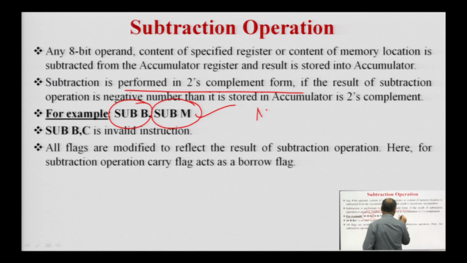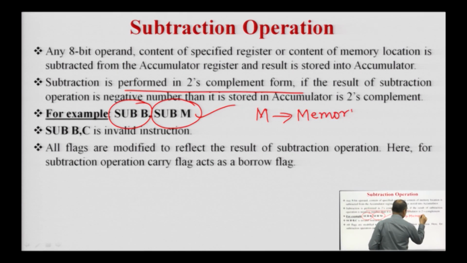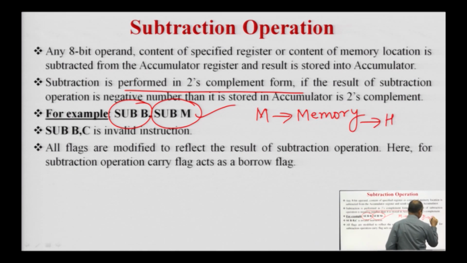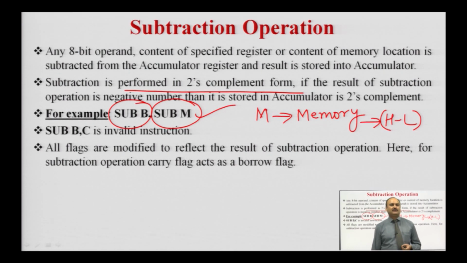Here M indicates the memory. The microprocessor will subtract the content of the memory location from the content of the accumulator and store the result into the accumulator register. The address of this memory is specified by the HL register pair. We use the HL register pair to hold the 16-bit address of the memory, and the result of the operation is stored into the accumulator.